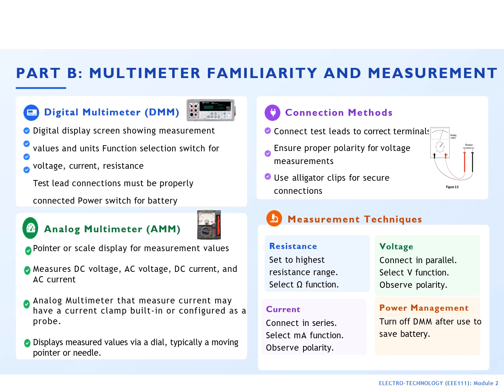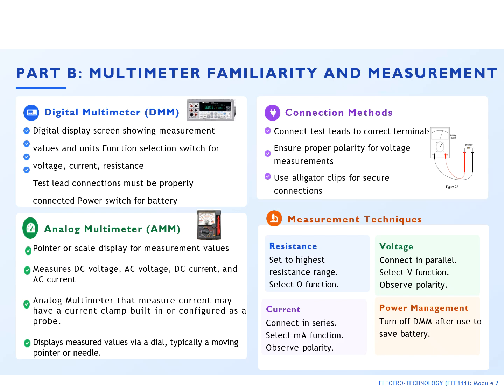Okay, next we continue with part B, multimeter familiarity and measurement. A digital multimeter shows reading on screen and can measure voltage, current, and resistance. Make sure the test leads are connected correctly and check their polarity. While the analog multimeter uses a moving needle on a scale. It can measure both DC and AC voltage and current. For connection, always plug the test lead into the right terminals and observe its polarity. And please use the alligator clip if needed.